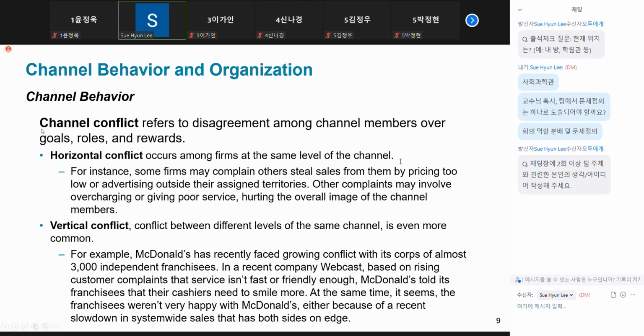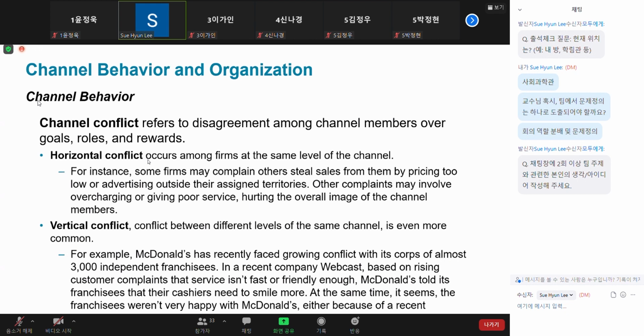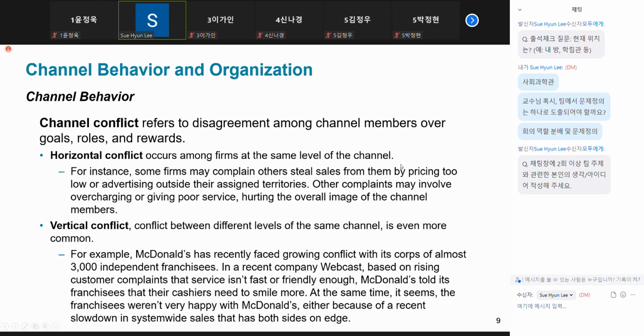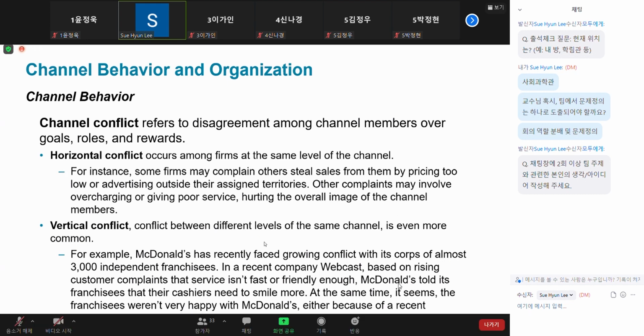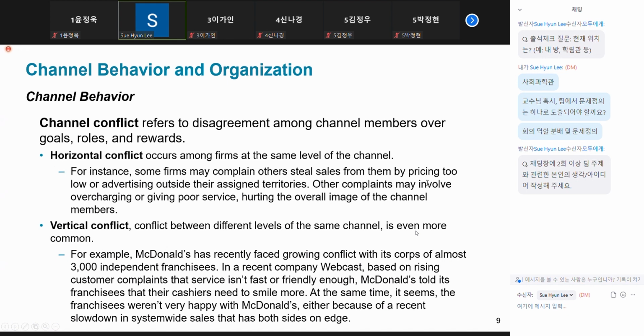But there is something called channel conflict: disagreements over goals, roles, and rewards generate this channel conflict. There are two types of conflict. The first one is horizontal conflict. It occurs among firms at the same level of the channel. You can just read this example, like some firms may complain that others steal sales from them at the same level of the channel. Vertical conflict is a conflict between different levels of the same channel. So horizontal is the same level and vertical is a different level. And it's even more common.